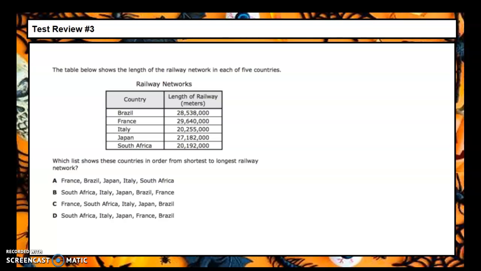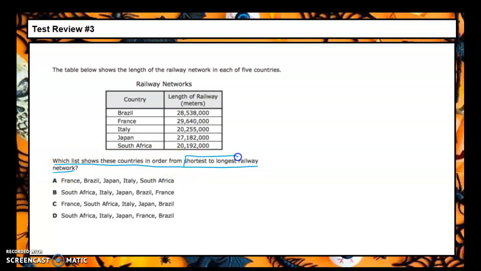Okay, so I have a lot of numbers. I could circle all of those if I wanted to, but I'm not. I'm just going to know this chart's really important. I'm going to underline this question. Which lists these countries in order from shortest to longest?